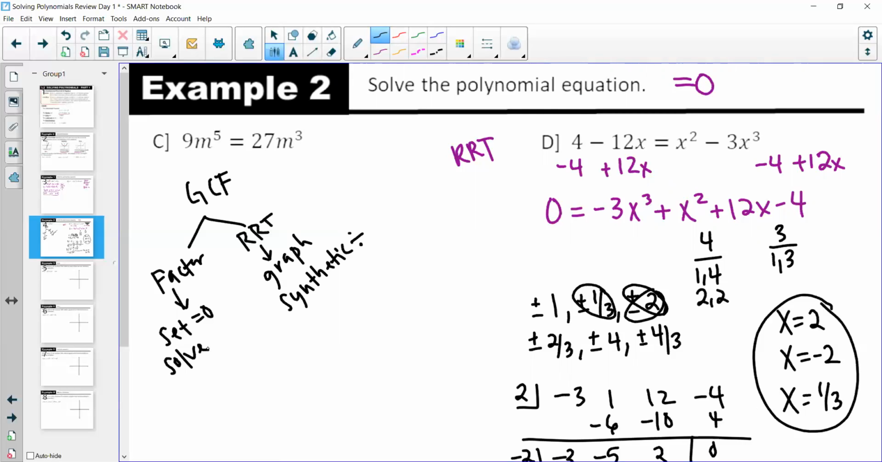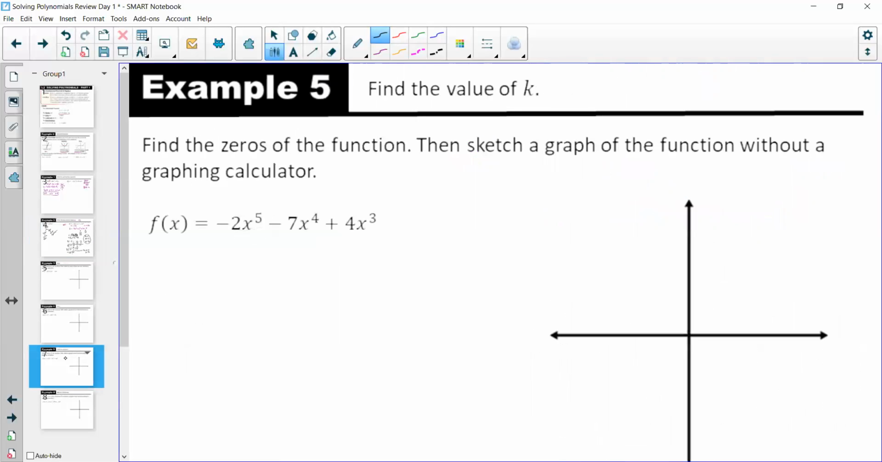So let's take a look at one last example here, and we can decide what to do. In this case, remember the very first step of our chart is the greatest common factor. So let's factor that out. In this case, it's an x to the third. So we get negative 2x squared minus 7x plus 4.